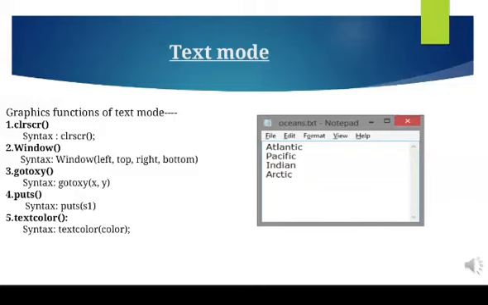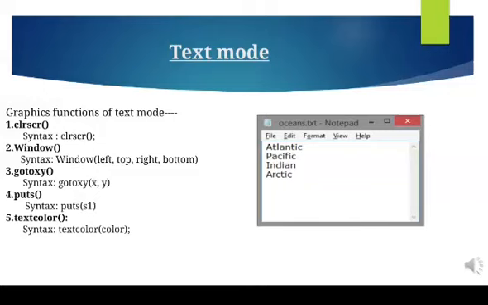The second text mode function is window. This function specifies a window on the screen. The 4 integer coordinates of the window are passed as parameters to this function. Syntax is window(left, top, right, bottom). Left, top, right, bottom are nothing but the coordinates of the window.